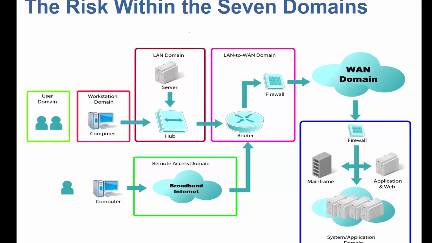A DMZ uses two firewalls. One firewall has direct access to the internet. The other firewall has direct access to the internal network. The area between the two firewalls is the DMZ. Although the DMZ doesn't stop an attacker from accessing a server, it can limit the attacker's access.